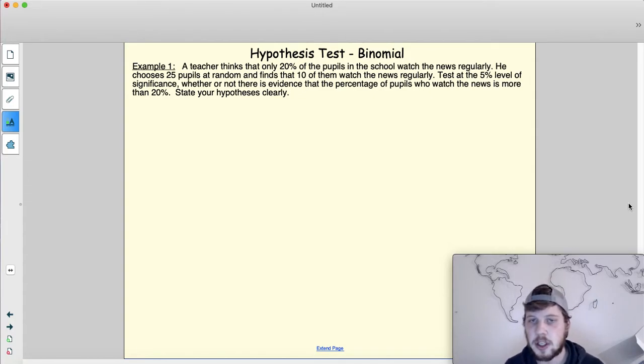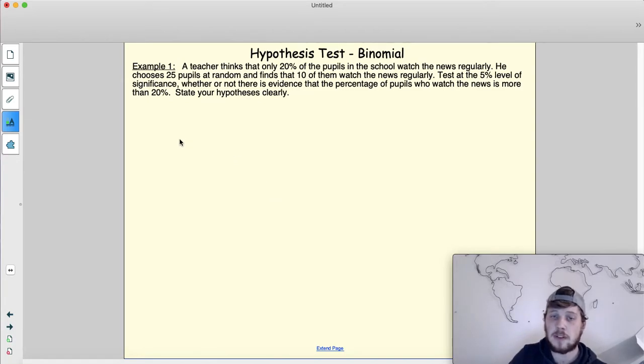Today I'm going to go through how we can construct a hypothesis test by just looking at an example where a teacher thinks that only 20% of the pupils in the school watch the news regularly. He chooses 25 pupils at random and finds that 10 of them are watching the news regularly. Test at the 5% level of significance whether or not there is evidence that the percentage of pupils who watch the news is more than 20%.